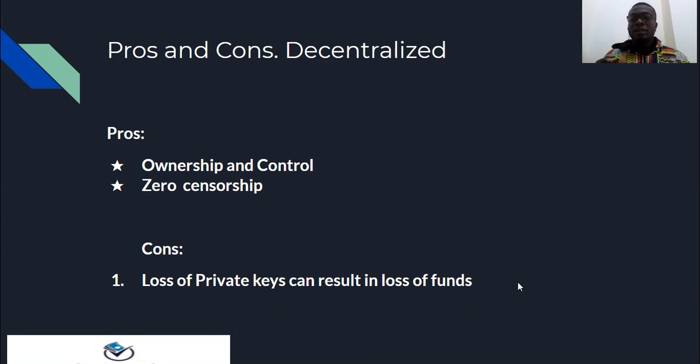Here, it's characterized majorly by ownership, and the fact that you have absolute control, zero censorship. Nobody knows what you have in your accounts. Nobody is responsible for anything. You are outrightly responsible for your wallet. So in these sort of situations, when you lose your password, you have a lot of problem. When you lose your private keys, you have a greater problem. All right. But it's not that complex.